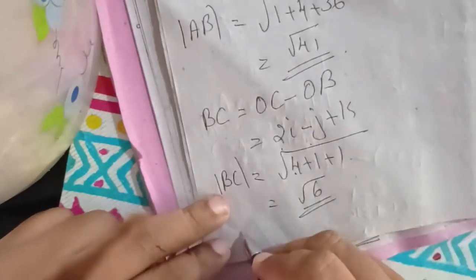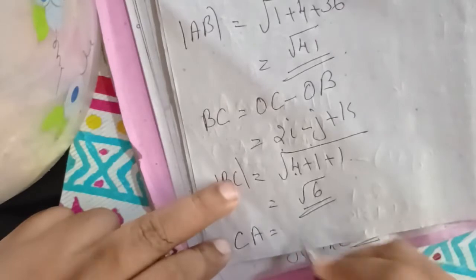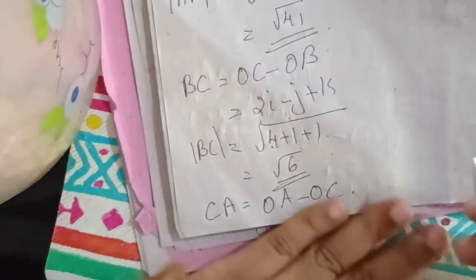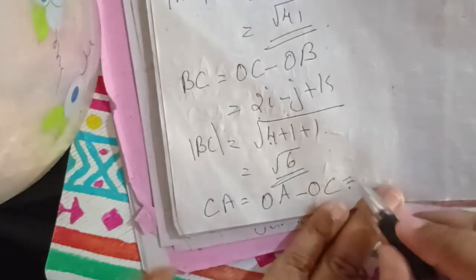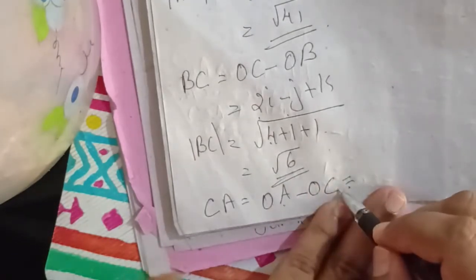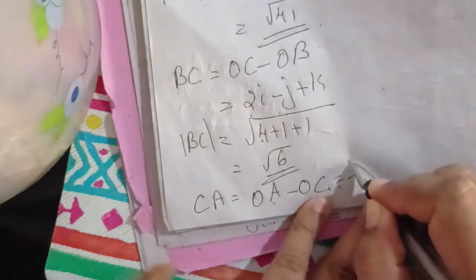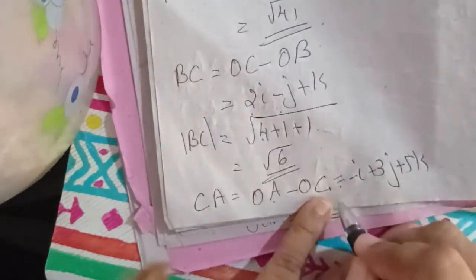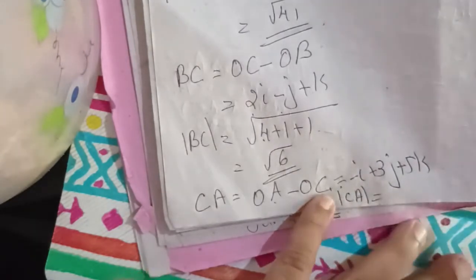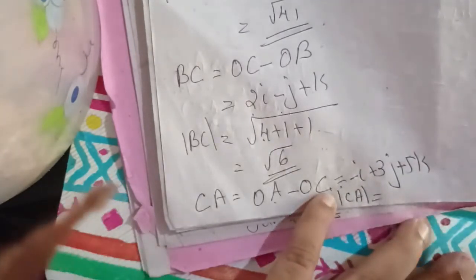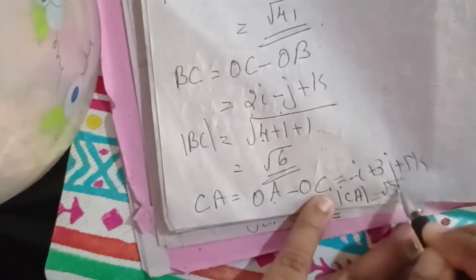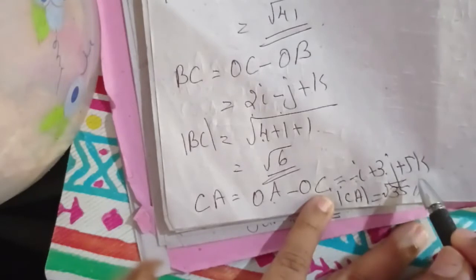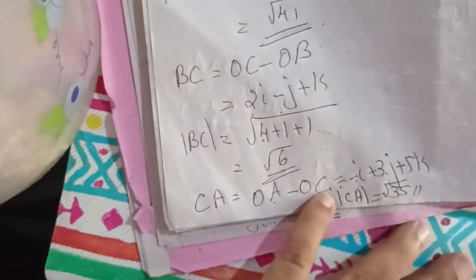Then same way find CA. CA means OA minus OC. Do it by yourself. OA minus OC. The answer is minus i plus 3j plus 5k. Then the modulus of CA is equal to root 35. Check the answer: 1 plus 9 plus 25.